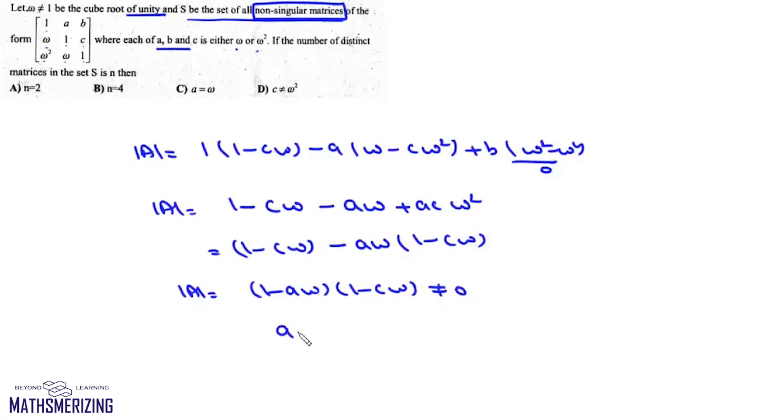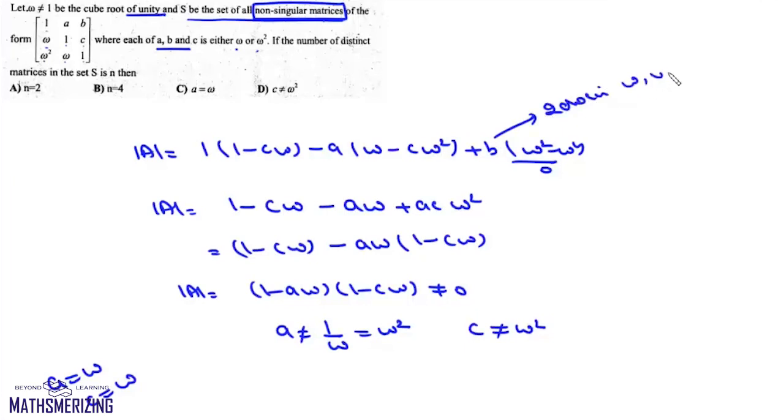That means this A must not be equal to 1 upon omega, which is omega square, and C also must not be equal to omega square. So for these A and C, we only have one choice each. So this A can only be omega, and this C can also only be omega. Now this result, this determinant, doesn't depend on B. So this B can have two choices. So it can be either omega or omega square. So the value of n is simply 2. So option A is correct, and option C is correct, and option D is also correct. So the correct options are A, C and D.